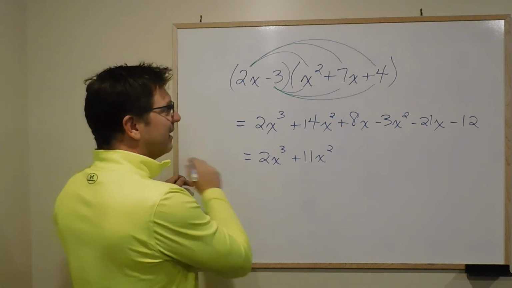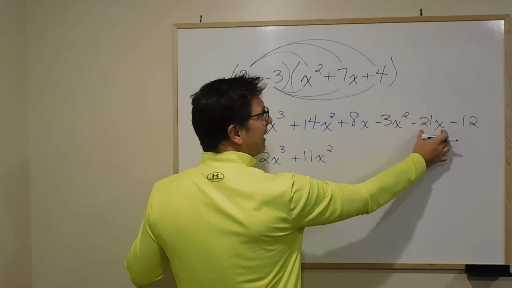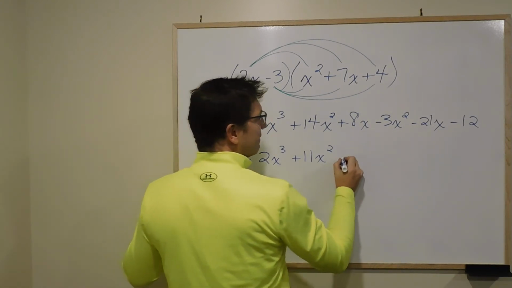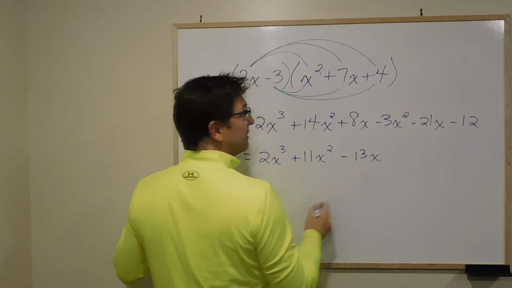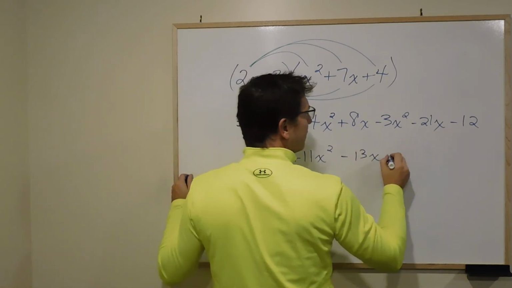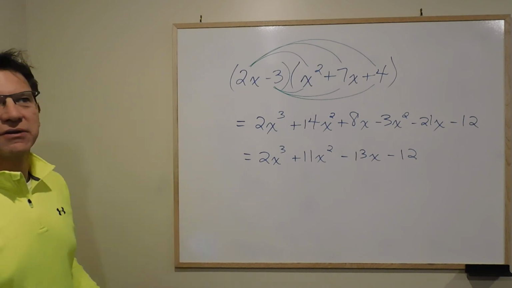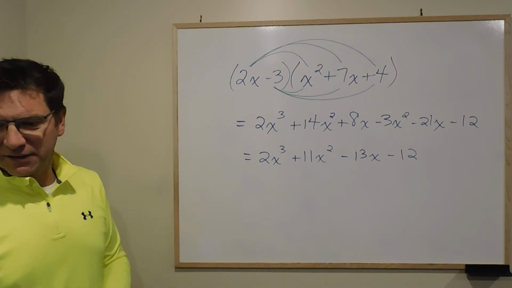And then it looks like a positive 8x and a negative 21x. And that is a negative 13x. And then I'm left with negative 12. Okay. And you'll notice that using that approach, it only takes 2 lines and you get the exact same answer.